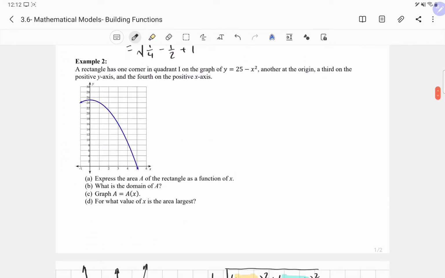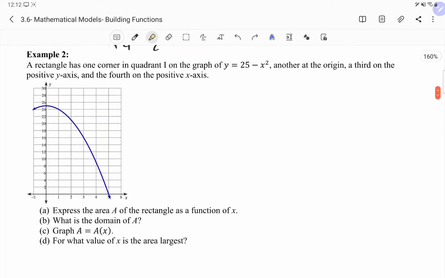All right. So a rectangle has one corner in quadrant 1 on the graph of y equals 25 minus x squared. Okay, and this I actually do already have graphed right here. Okay, so it's graphed right here for you. Another at the origin, a third on the positive y-axis, and a fourth on the positive x-axis.